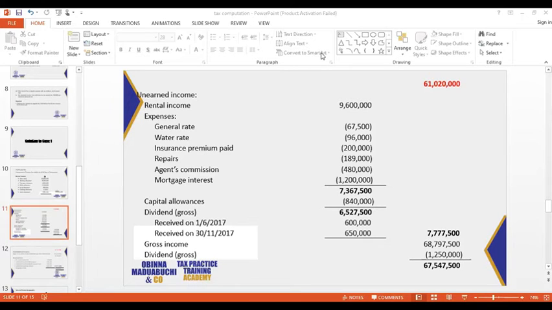So that is the definition of gross income. Okay, some people are in the waiting room. Let me quickly admit them.